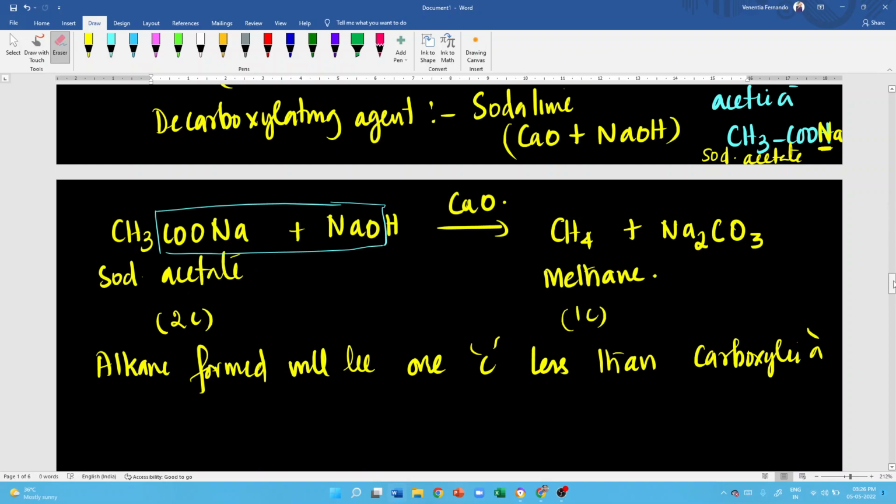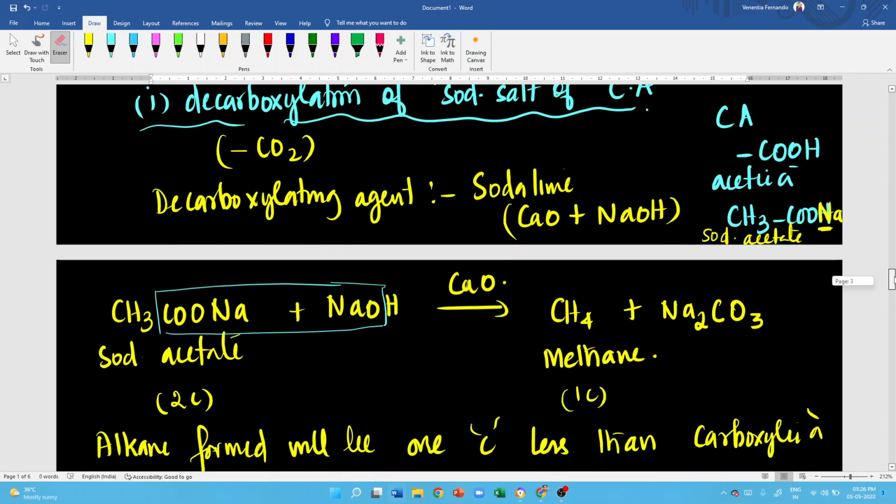So, decarboxylation of the sodium salt of carboxylic acid. The decarboxylating agent you have to use here is soda lime, CaO plus NaOH. Then you take the sodium salt of a carboxylic acid. The well-known example is acetic acid, CH3COOH. Instead of H, I'm using Na, CH3COONa, known as sodium acetate. To this I add soda lime, NaOH in the presence of CaO, and you get methane, CH4, with the byproduct Na2CO3. The alkane formed by this method will be one carbon less than the carboxylic acid.